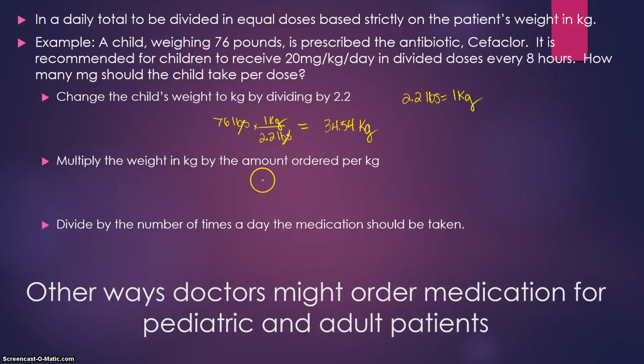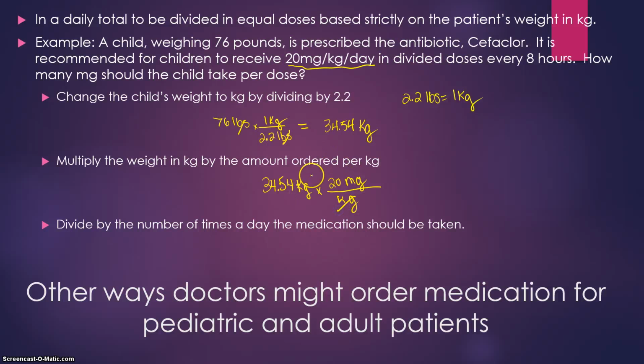And now the next step is to multiply the weight in kilograms by the amount ordered per kilogram. So we have our kilograms we just converted, and we multiply it by the amount ordered, which is this amount in our question, right? So it's 20 milligrams per kilogram.